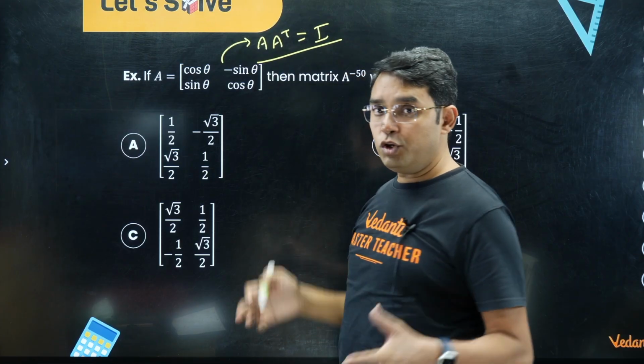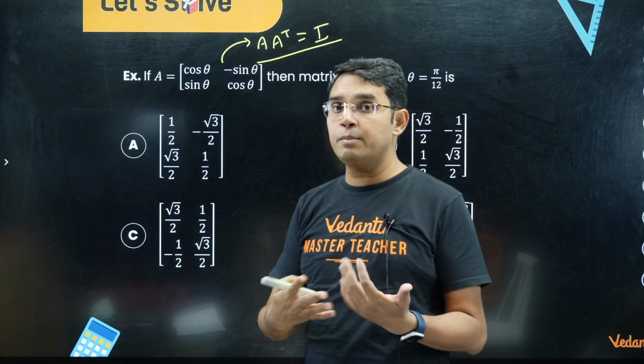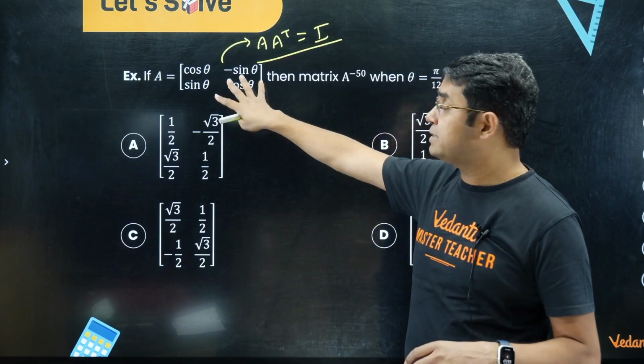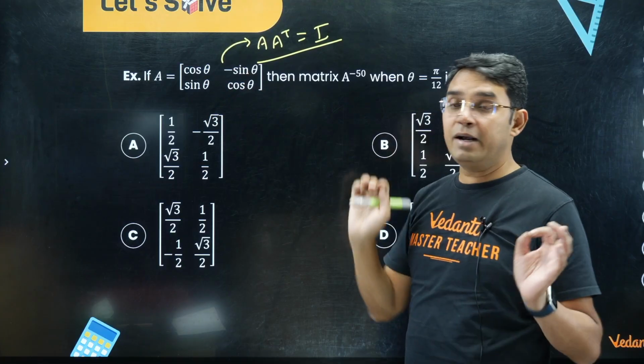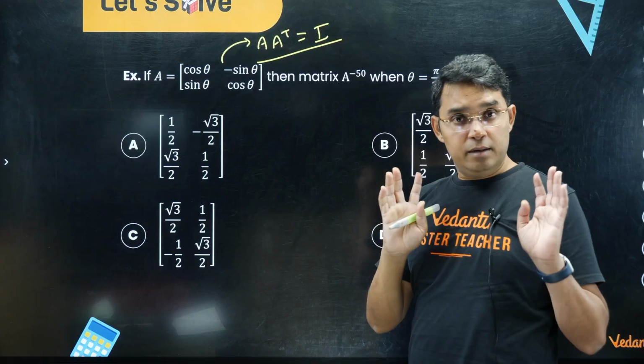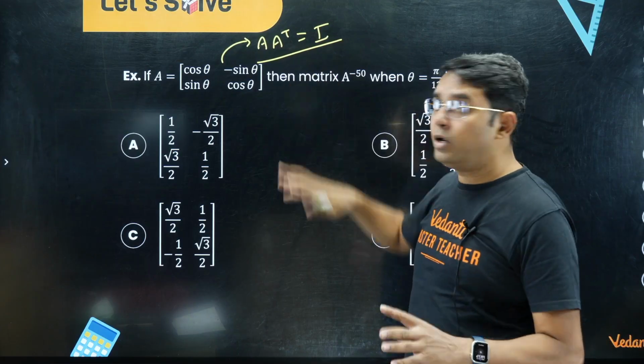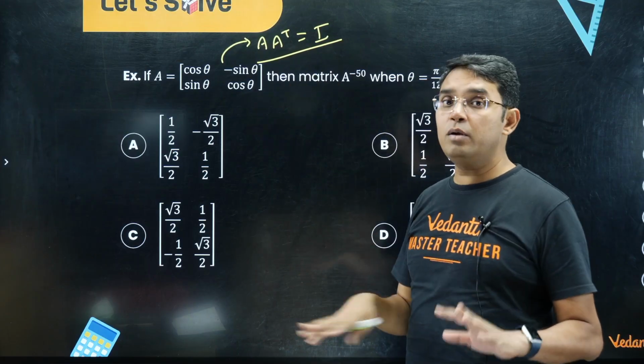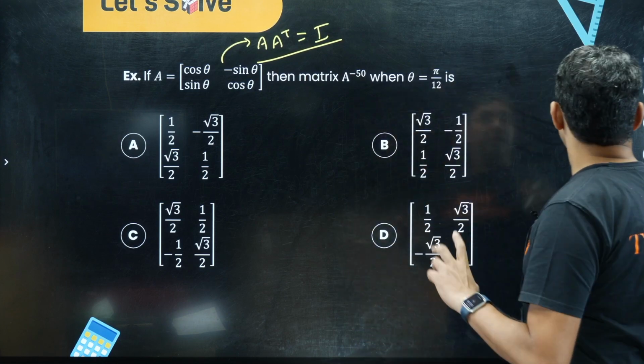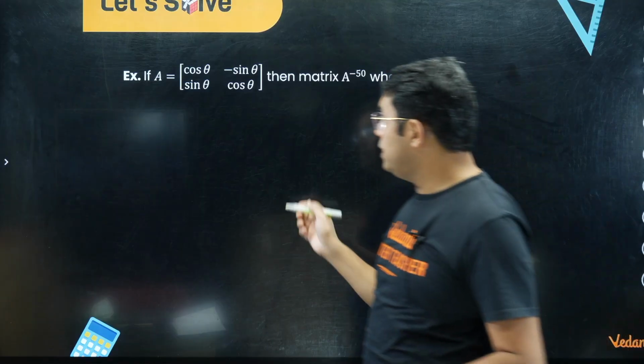Although this is not useful in this question, it can be useful in some other questions. So please remember this kind of structure in a given matrix, that it will be an orthogonal matrix, and it is useful in many questions. So please remember that thing. This question is actually not done this way.